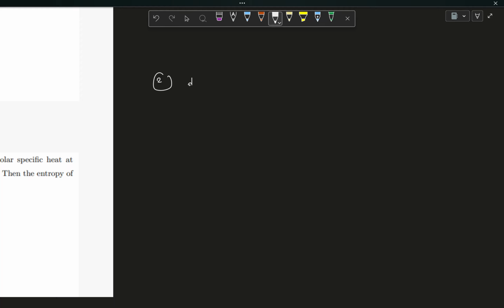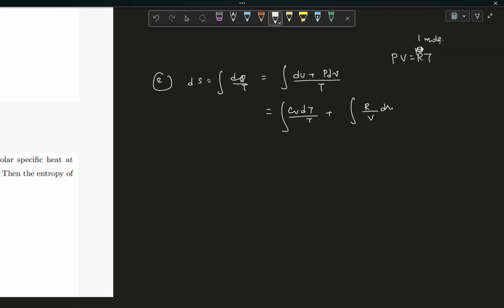Question number 2 is this: first you know that dS, the entropy change, is dq by T, which is like dU plus PdV by T, and dU you know is Cv dT, so the first term is Cv dT by T. PdV, because it is an ideal gas, so PV equals RT for 1 mole of ideal gas. So then P by T is simply R by V, so the second term is R by V dV.